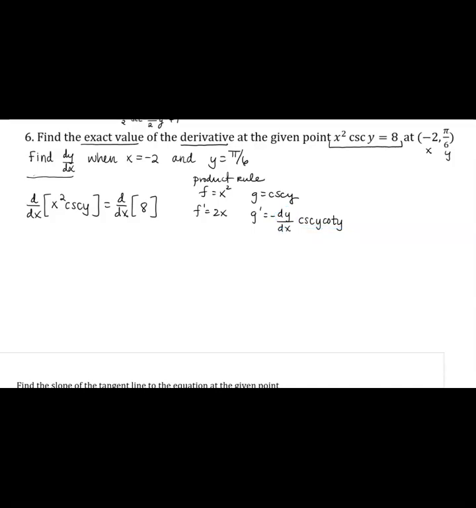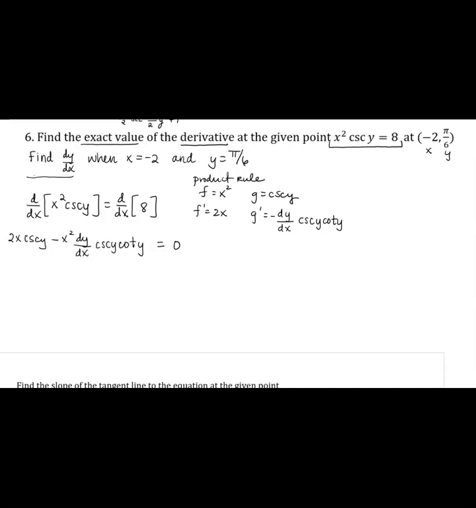So now I'm actually going to apply the product rule, which is f prime multiplied by g. So we have 2x multiplied by cosecant y, and then to that we are adding g prime multiplied by f, but g prime is negative, so it'll be subtracted, a negative x squared dy dx cosecant y cotangent y. So that takes care of the derivative on the left side. Now we need the derivative on the right side, which is going to be pretty easy because the derivative of 8 is simply 0 because 8 is a constant.